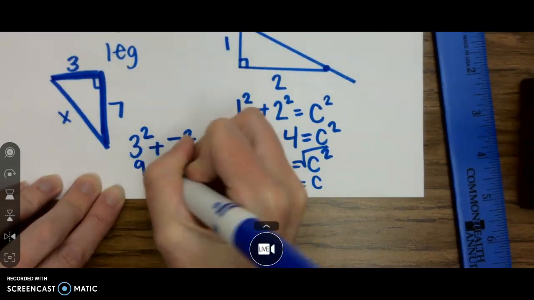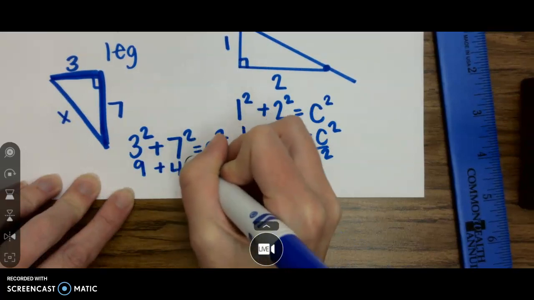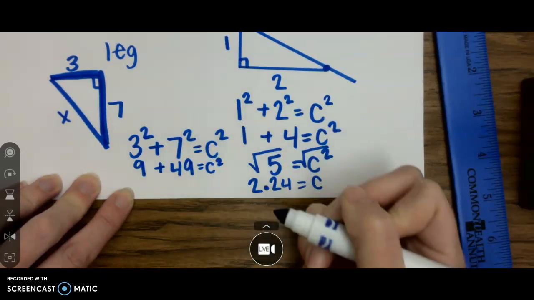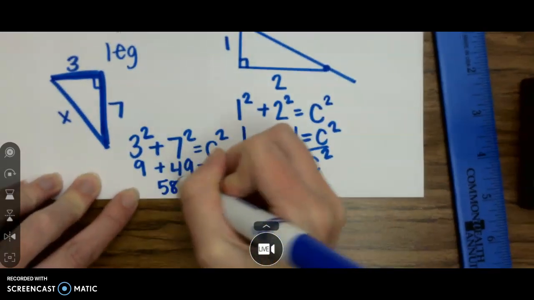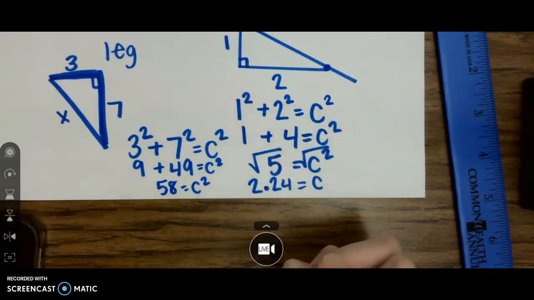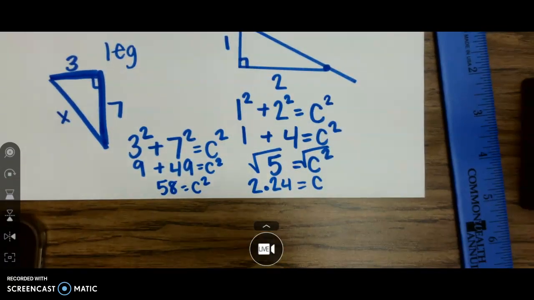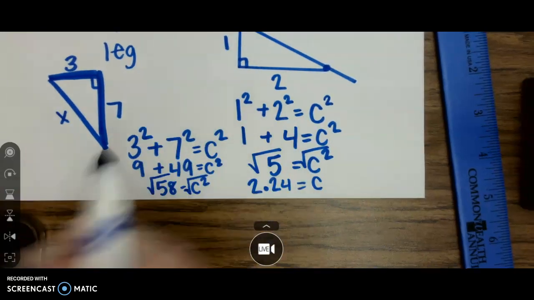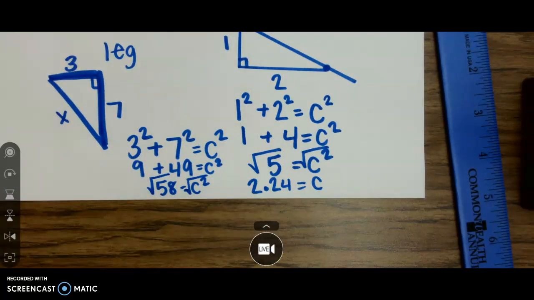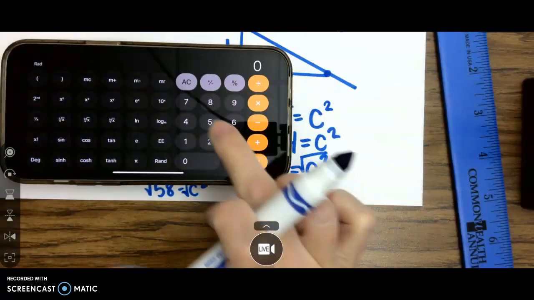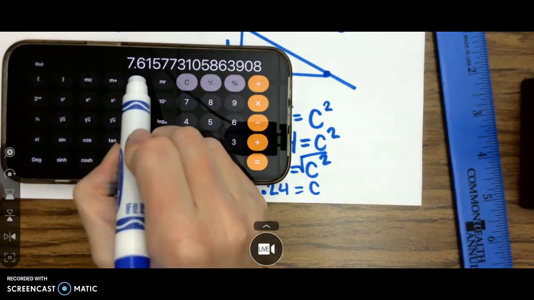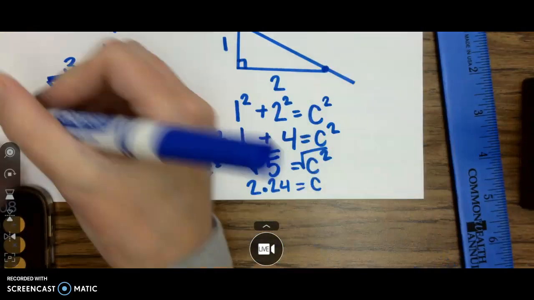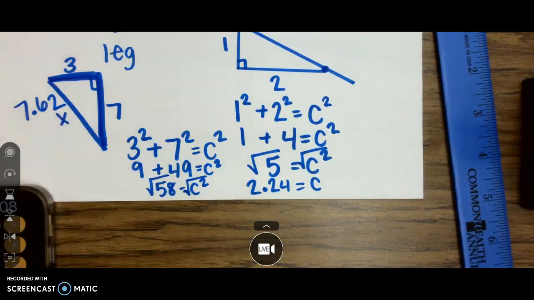3 squared is 9. 7 squared is 49. That equals c squared. All right, so if I add these together, I get 58 equals c squared. And then to unsquare it, that inverse operation is to take the square root. So we have to find the square root of 58. So 58, square root, would be 7.62. All right, there we go. Let's practice that a little bit today.